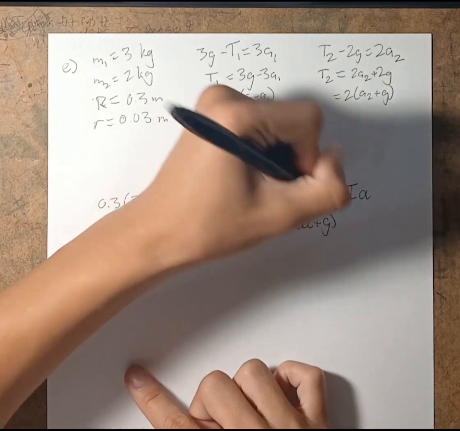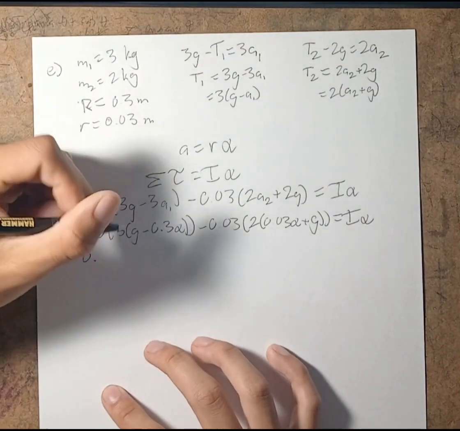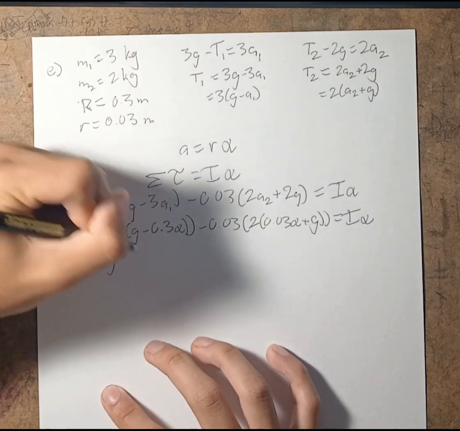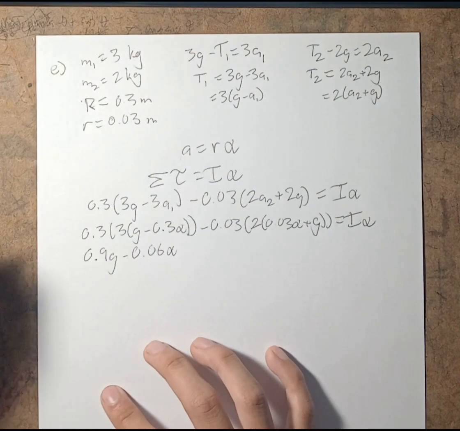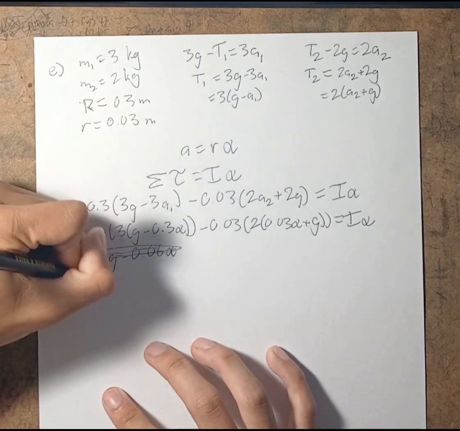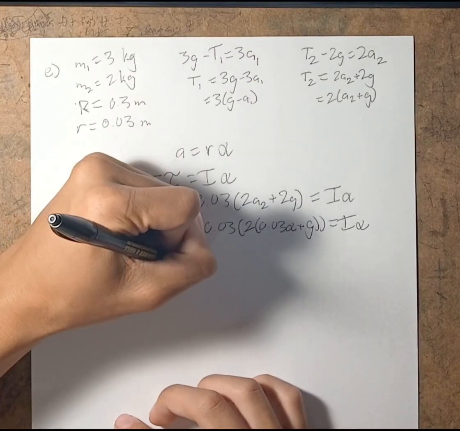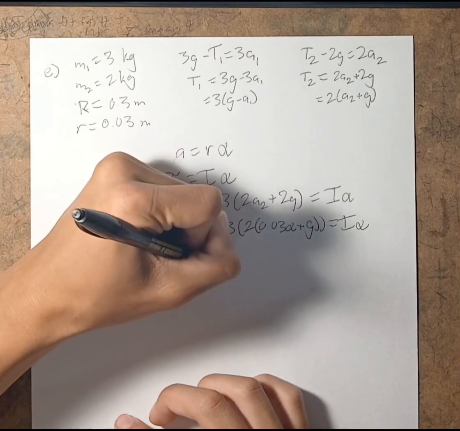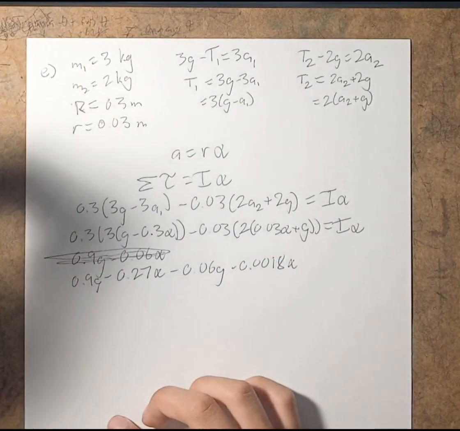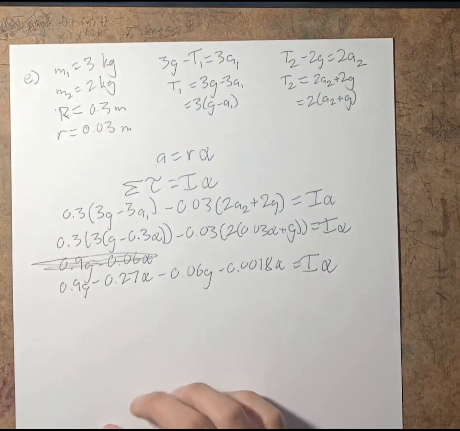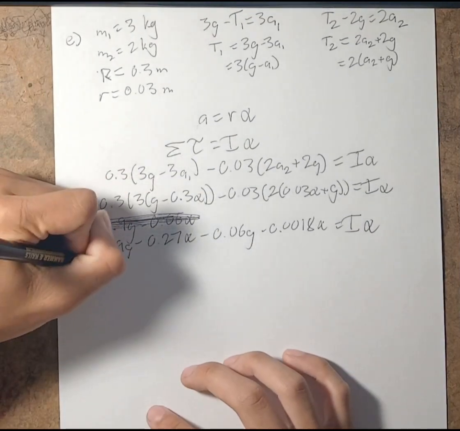Plus g, like so. And then we can just distribute all terms. 0.9g minus 0.27 alpha minus 0.06g minus 0.0018 alpha. There we go. Equals I alpha. And then we can just group our like terms.